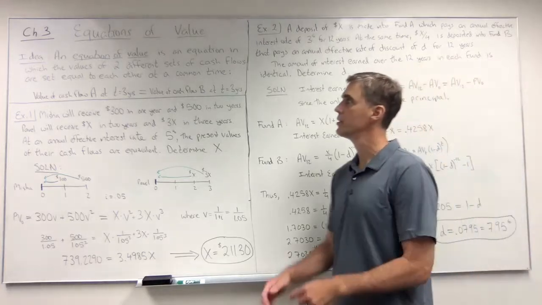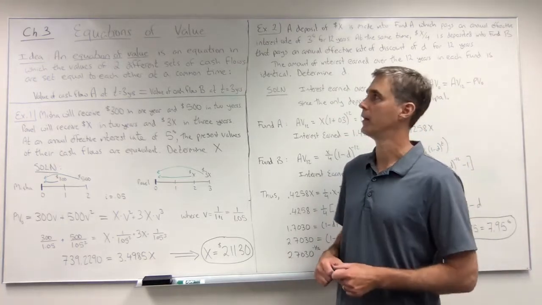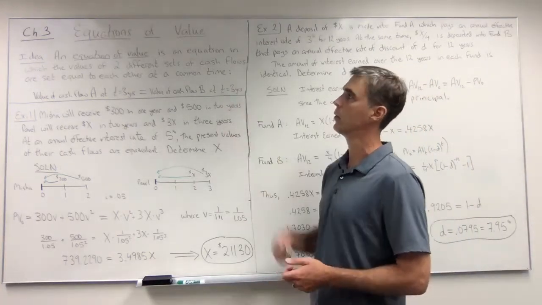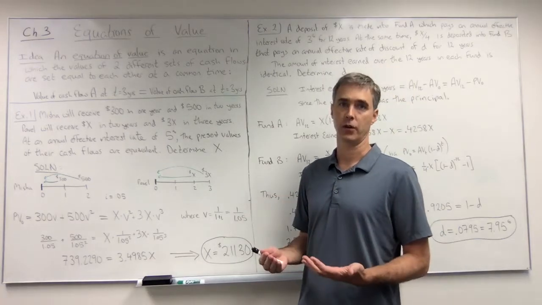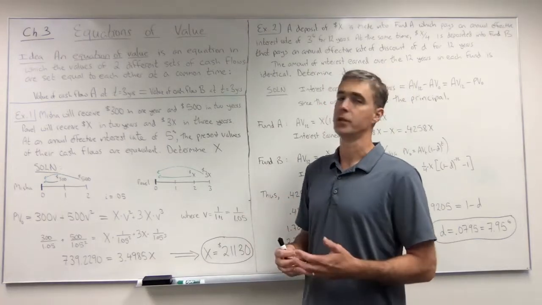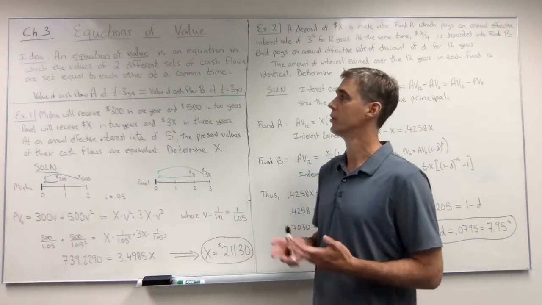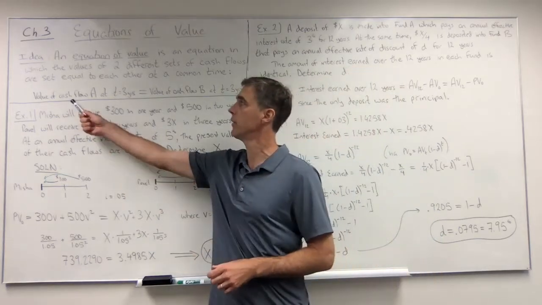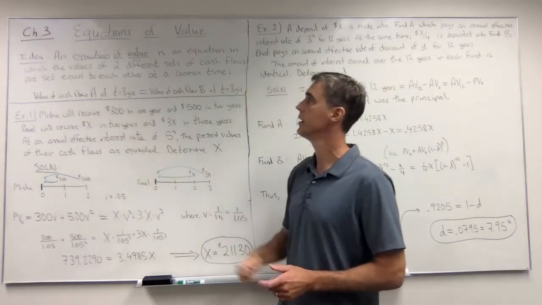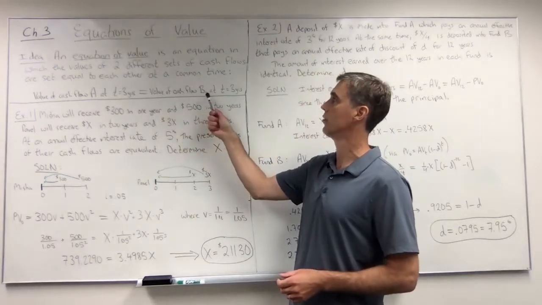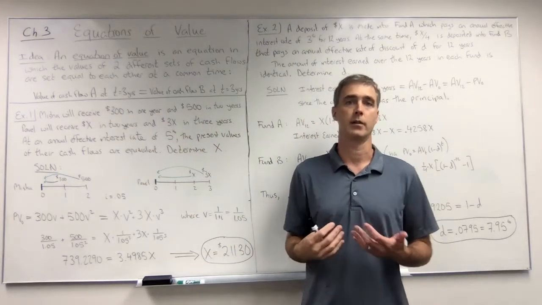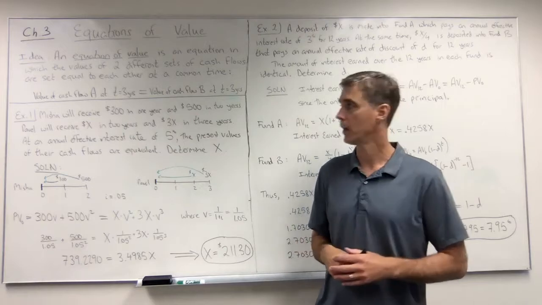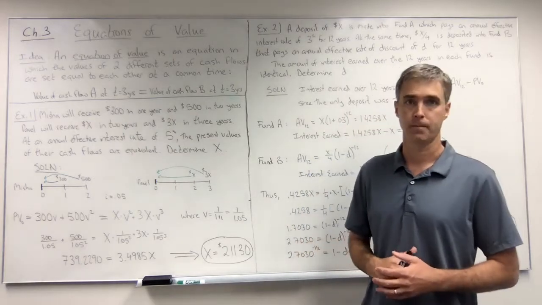All right, so an equation of value is a very simple idea. An equation of value is an equation in which the values of two different sets of cash flows are set equal to each other at a common time. So for example, we could say the value of cash flow A at time 3 years is equal to the value of cash flow B at time 3 years. And then we'd be looking to solve for some aspect of that cash flow scenario. Okay, so we'll do two examples.